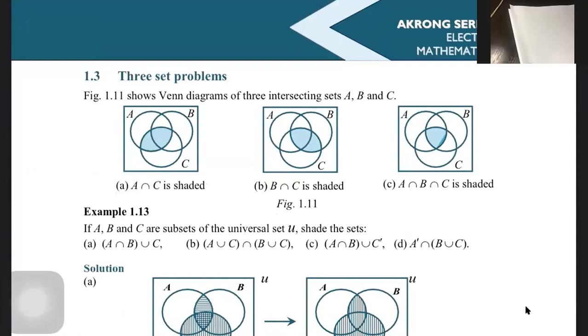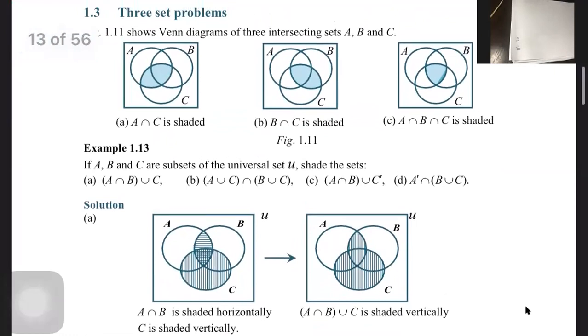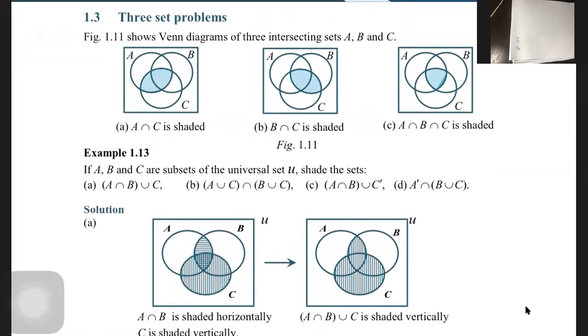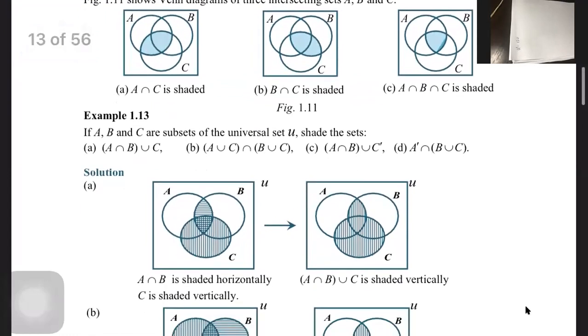These are questions that you should be able to shade. So now I'll just go through these things. The application is just like the 2 sets. For example, A intersection C: anything that involves A and C, so you have it there. B intersection C, you have it here. A intersection B intersection C. So in a 3 set problem, the intersection is the middle part. That is what it means.